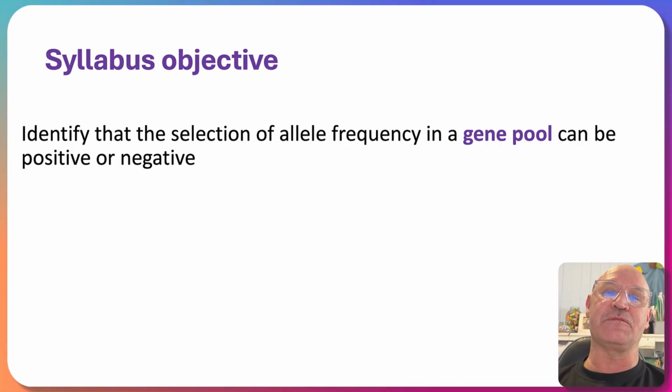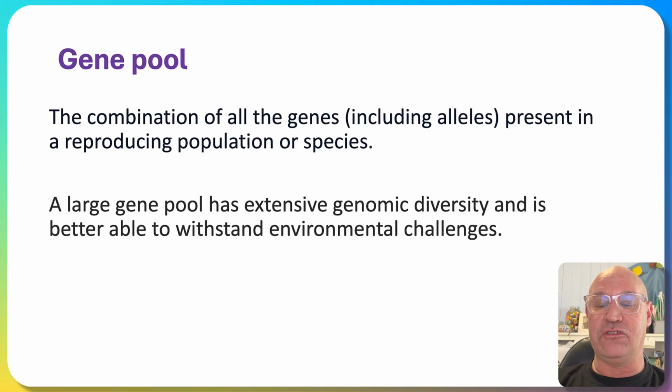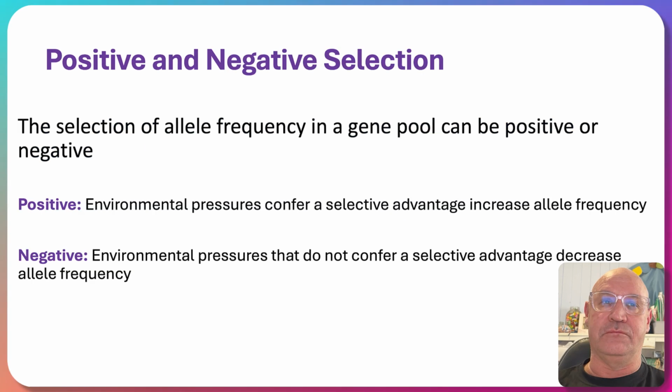Now, the second syllabus objective is that you need to be able to identify that the selection of allele frequency in a gene pool can be positive or negative. Some are selected for and some are selected against. Firstly, let's introduce this term gene pool. Gene pool is the combination of all of the alleles present in a population. The larger the gene pool, the greater the genetic diversity, the better the population is to be able to withstand environmental changes. So let's consider this positive and negative selection.